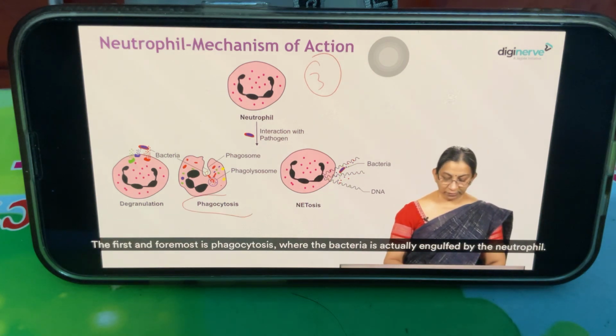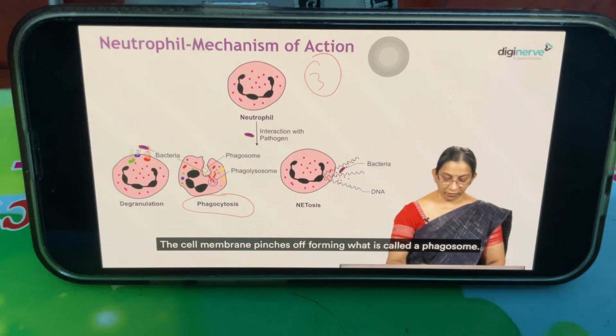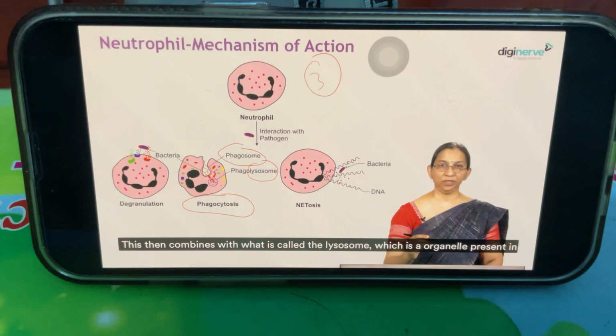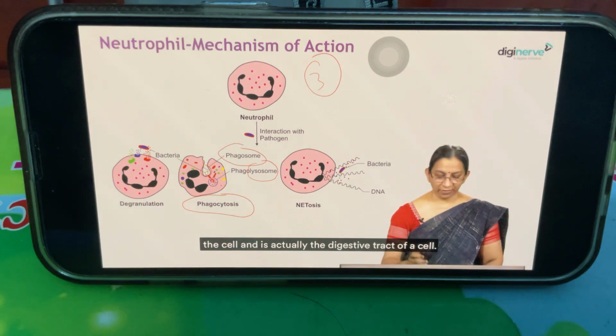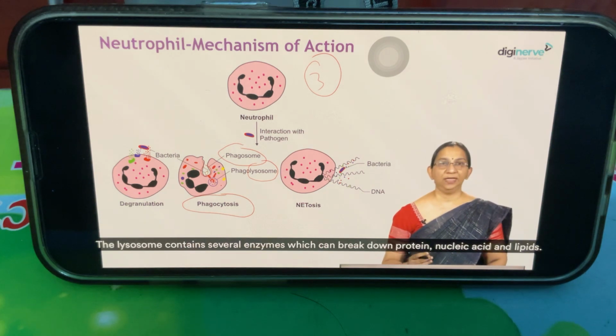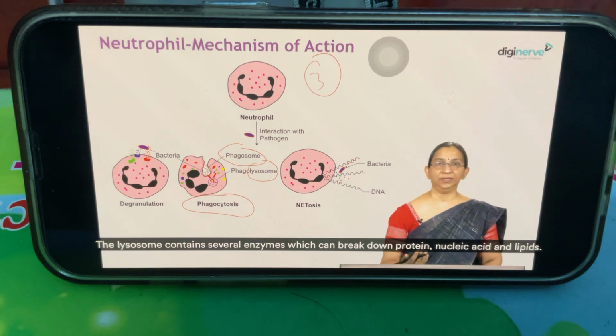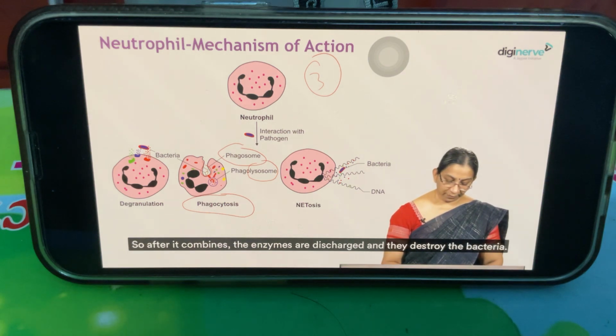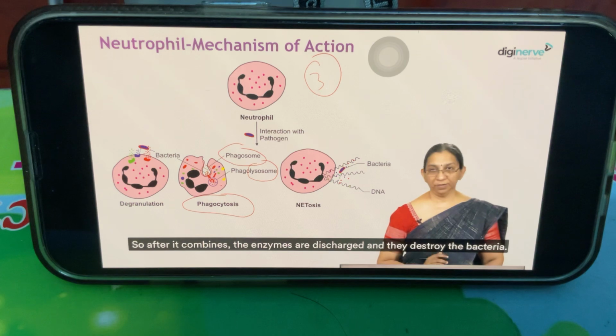The first and foremost is phagocytosis, where the bacteria is actually engulfed by the neutrophil. The cell membrane pinches off, forming what is called a phagosome. This then combines with what is called the lysosome, which is an organelle present in the cell and is actually the digestive tract of a cell. The lysosome contains several enzymes which can break down protein, nucleic acid and lipids. So after it combines, the enzymes are discharged and they destroy the bacteria.